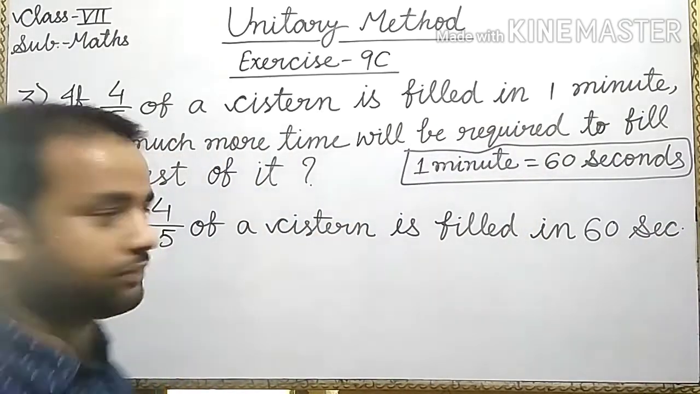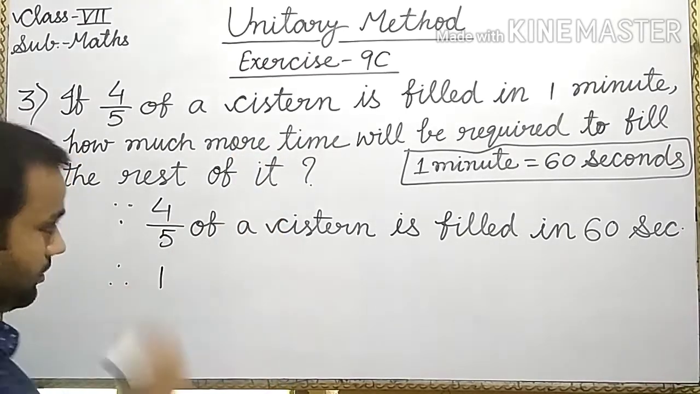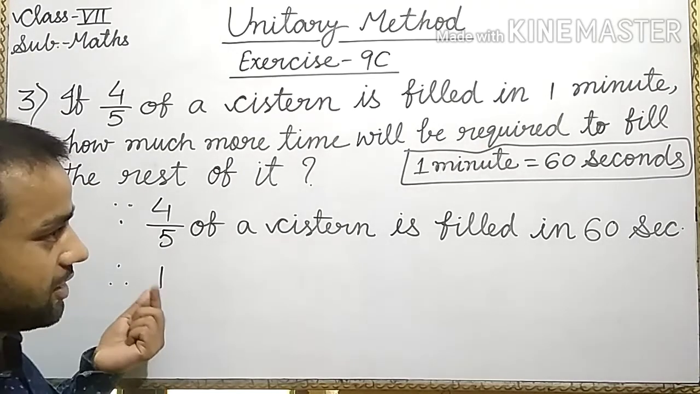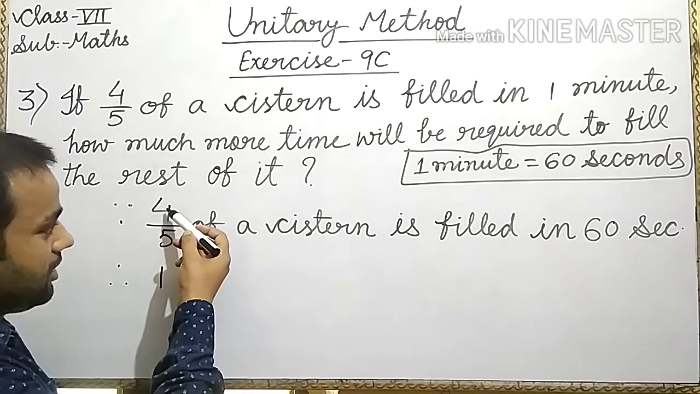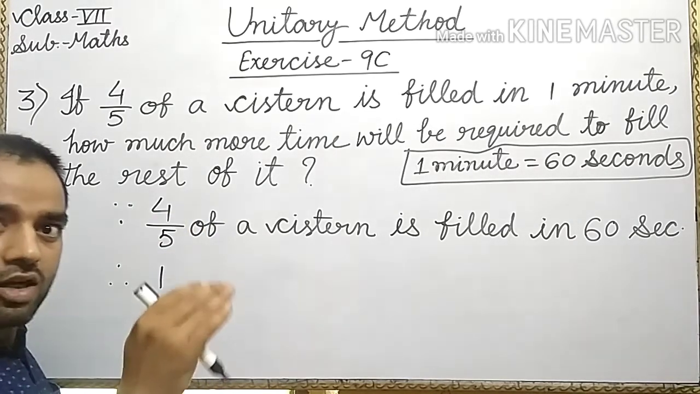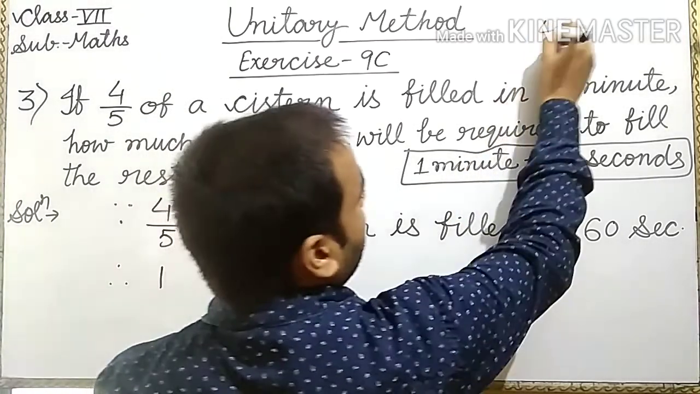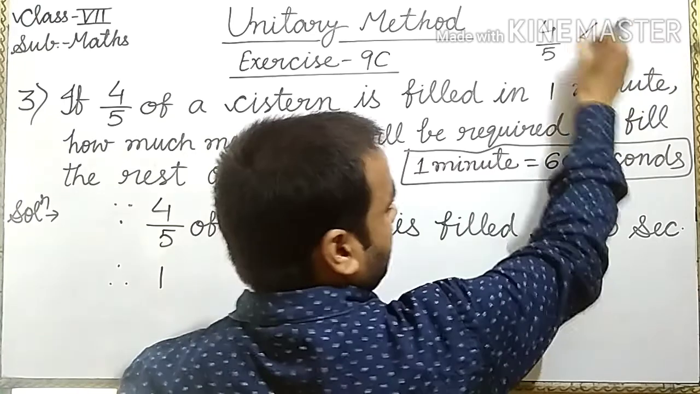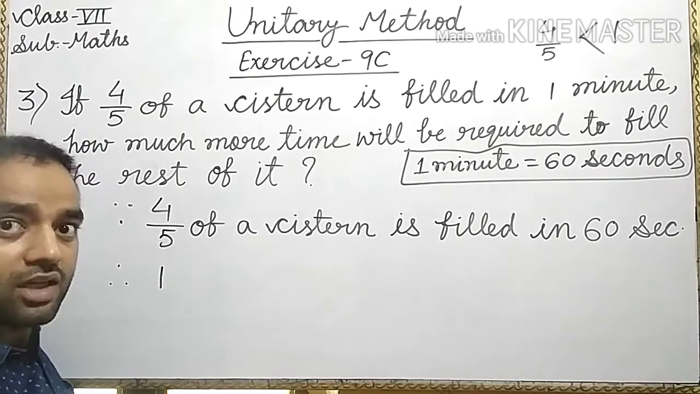Is it clear? So first, in the unitary method, 1. Here compare 4/5 and 1, which is greater? So here 1 is greater. Always remember, in any fraction where the numerator is less than the denominator, the value is always smaller than 1. Also compare this way: 4/5 and 1, cross multiplication, we get 5 greater. So here greater is 1. 1 denotes complete.